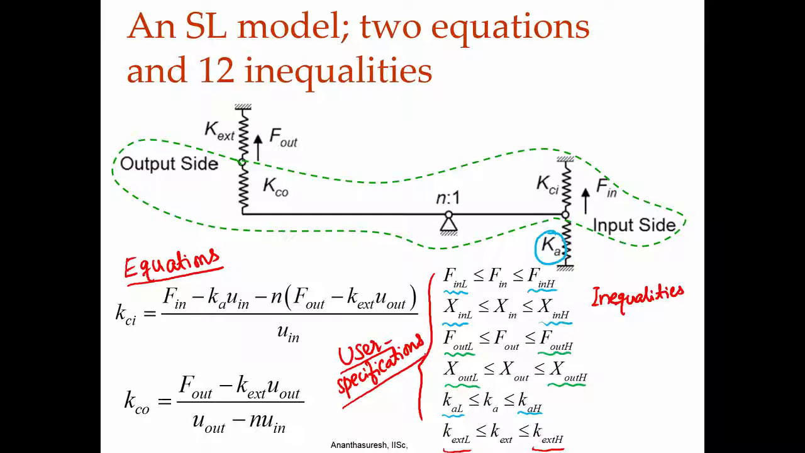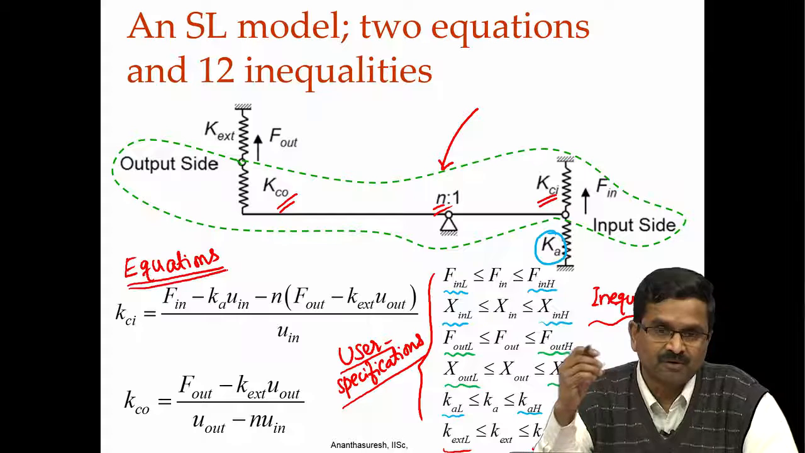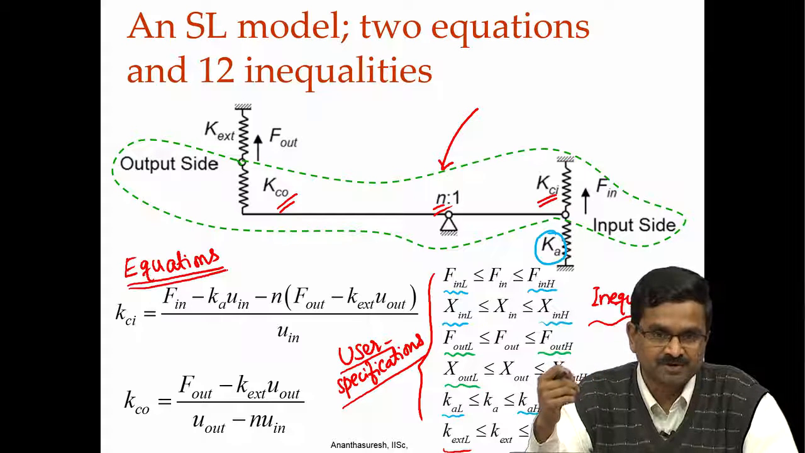From these and using the two equations, we have this spring lever model we want to construct. Rather, we do not want to construct the model, we want to see what values of KCO n and KCI will satisfy these inequalities and these equations, that is what we are asking. That is the crux of this SL model and also the feasibility map concept.